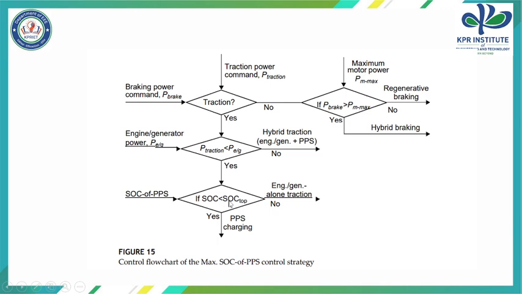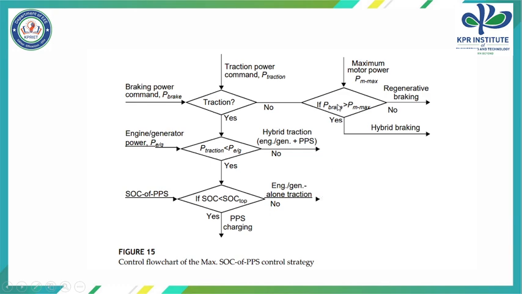If SOC is less than the SOC top, which means the maximum, it's going to be a charging mode of operation. Or else, for this condition, coming to the traction power command as well as the braking power command, if it is traction, then it is compared with the engine generated power, whether traction power is greater or less. If it is lesser, then it's going to be a hybrid traction, which means that engine generated power along with the battery power can be utilized. So this indicates the point A. If not, it's going to be another condition. In this condition, it's going to be engine generated alone traction, so it's point B.